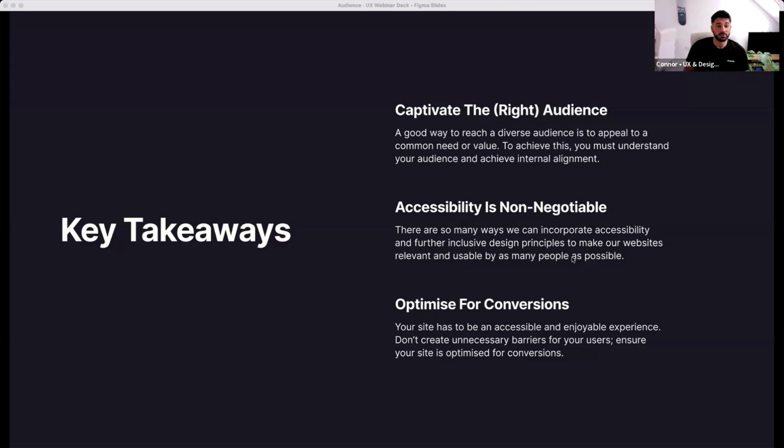Accessibility is non-negotiable. There are countless ways we can integrate accessibility and inclusive design principles to ensure our website is relevant and usable for as many people as possible. There are some quick wins that you can do, but I would encourage you to go away and look more into this, and that's something we can certainly help with as well. And ensure your site's optimized for conversions. Your site has to be an accessible, enjoyable experience. Don't create unnecessary barriers for your users, and ensure your site is optimized for conversions.